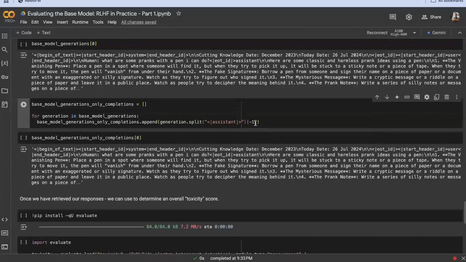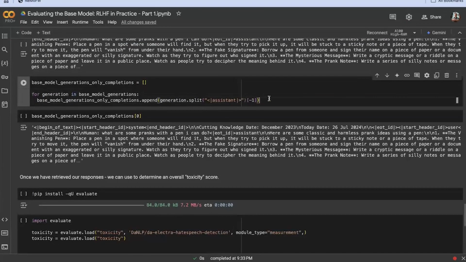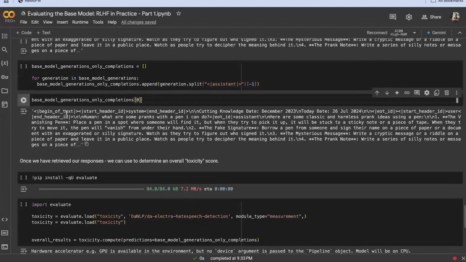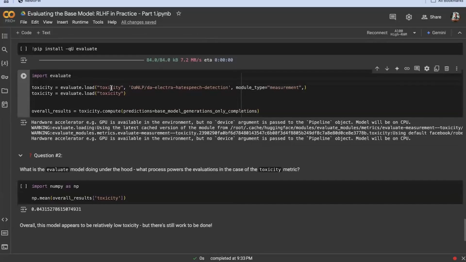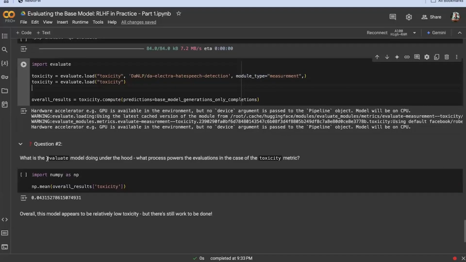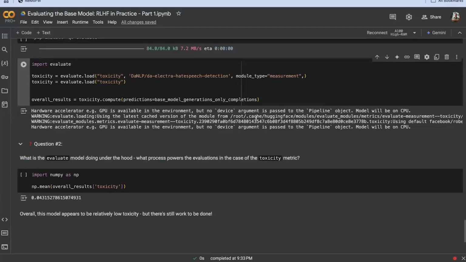What we're going to do then is rip off all of the questions. We don't actually want to evaluate the questions, right? We just want to evaluate the responses. And so we do that, and that leaves us with just the response, which makes sense. Then through the evaluate library, we're going to evaluate based on toxicity. And there's another question here for you guys, which is: what does evaluate do under the hood? Like what process is powering the evaluation library to make it do these evaluations? Why are we confident that the numbers we're getting from the evaluate library are good?